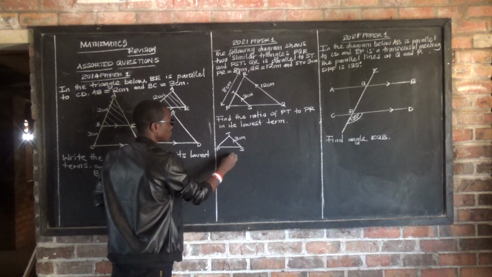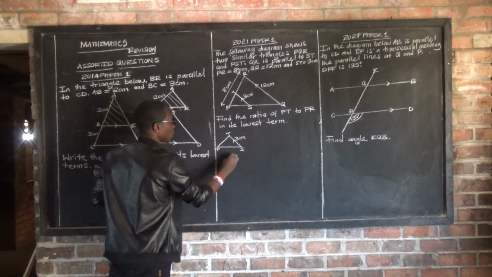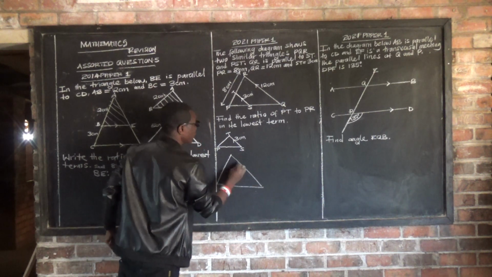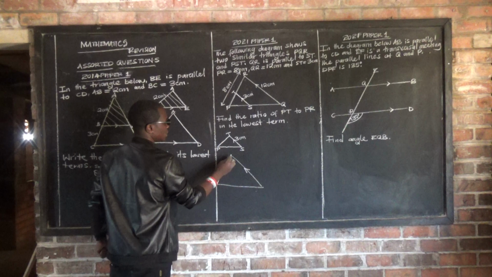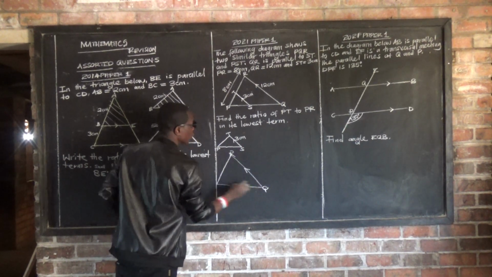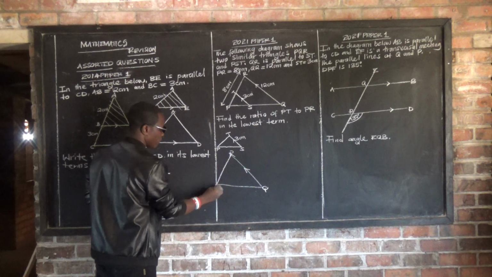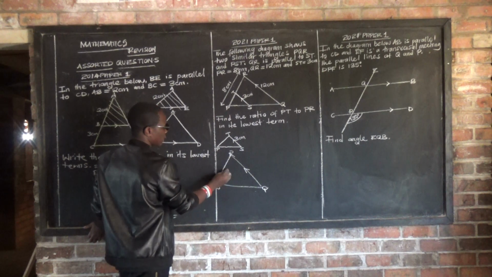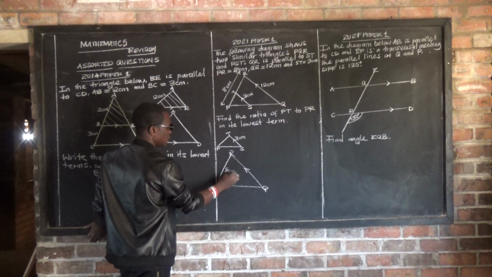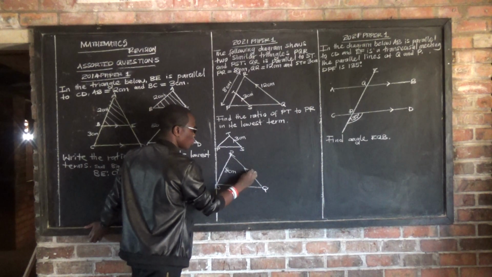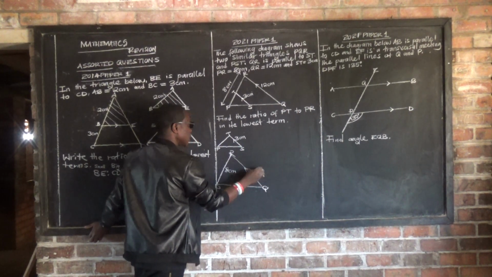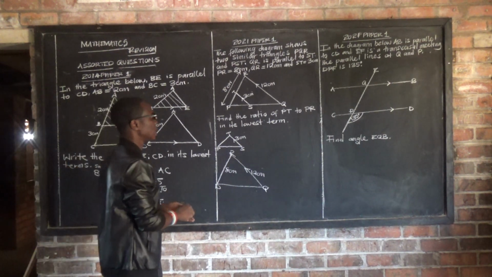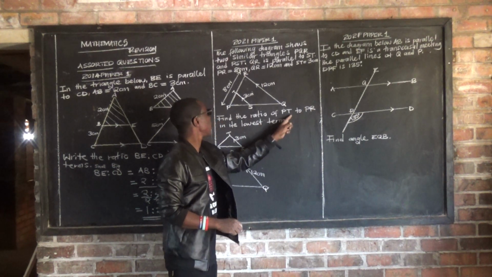Then we also have a big one. These are parallel. This is R, then you have Q, and this one is P. And then this is 8 centimeters, and this is 12 centimeters. Then the question is saying find the ratio PT to PR.